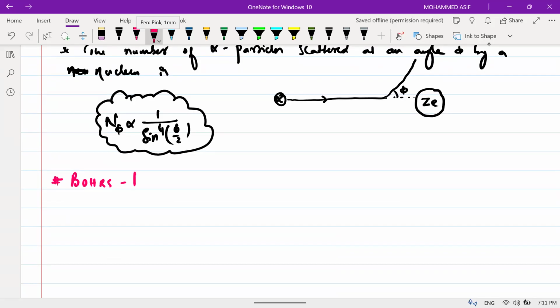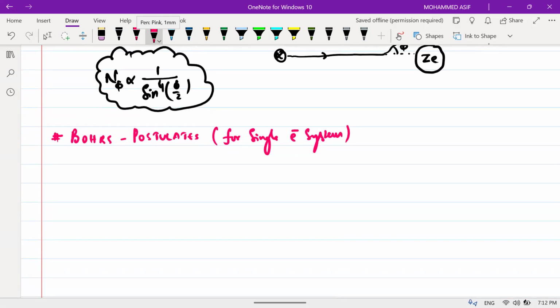Bohr's postulates. They are applicable only for a single electron system. Bohr's postulates are applicable for what? They are applicable for a single electron system. Am I clear?